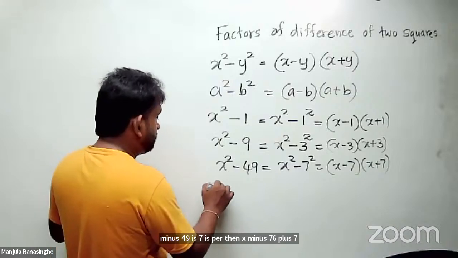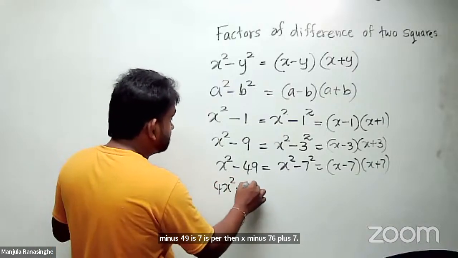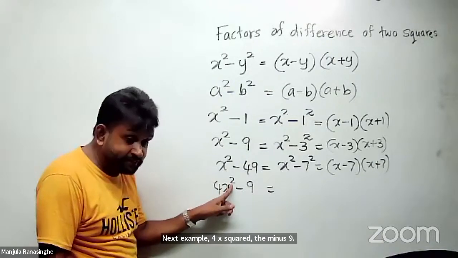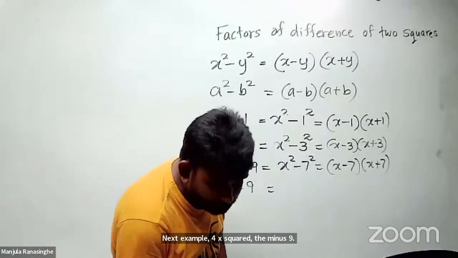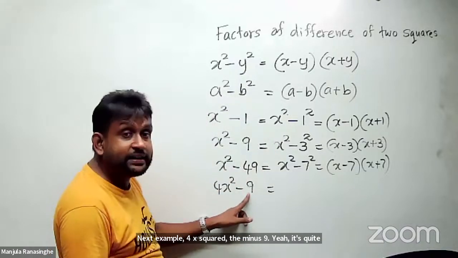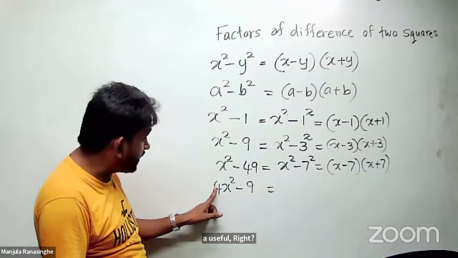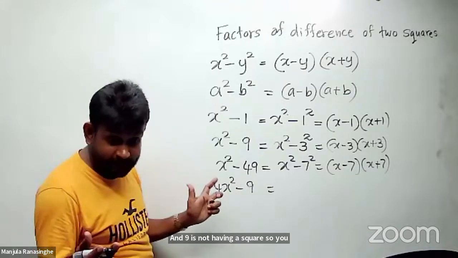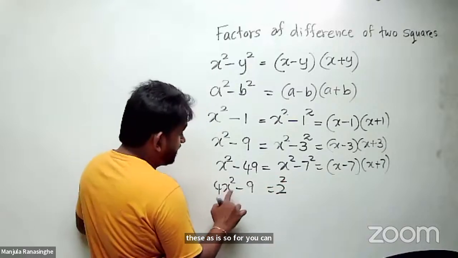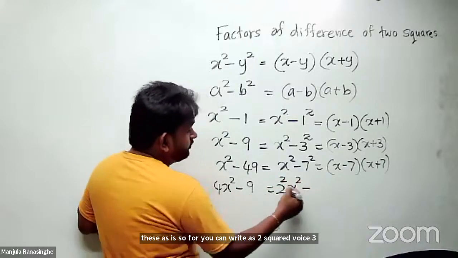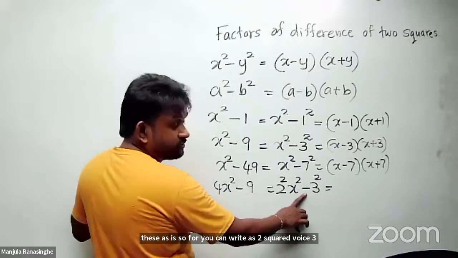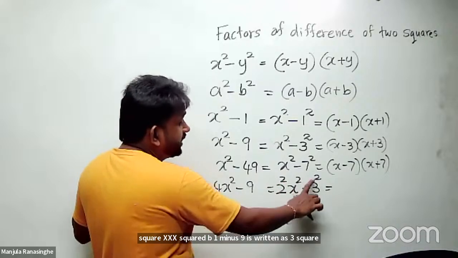Next example, 4x squared minus 9. Here the square is 4x squared, but 4 is not a square and 9 is not a square. So you have to write all these as squares. 4 you can write as 2 squared. x squared is given, and minus 9 is written as 3 squared. Now it is a difference of two squares.